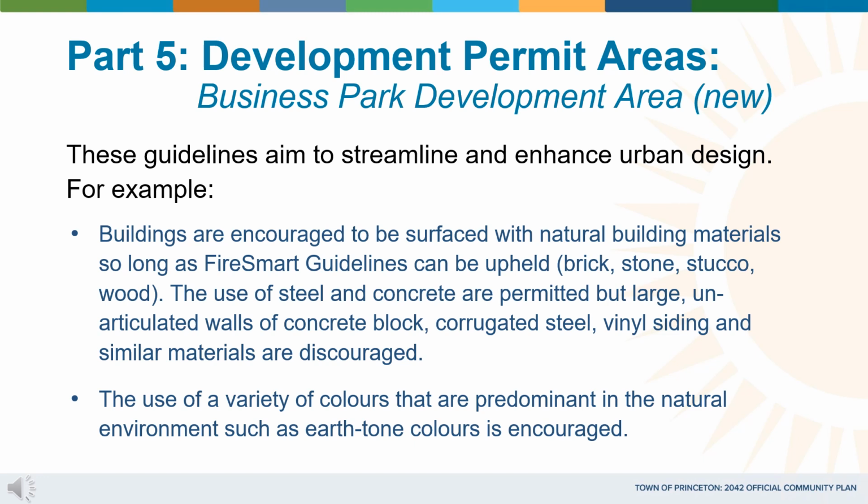For example, such guidelines include buildings are encouraged to be surfaced with natural building materials so long as FireSmart guidelines can be upheld. The use of steel and concrete are permitted, but large unarticulated walls of concrete block, corrugated steel, vinyl siding, and similar materials are discouraged. This helps us to meet our small town and nature-inspired design. Further, the use of a variety of colors that are predominant in the natural environment, such as earth tone colors, is encouraged. Again, helping us meet that nature-inspired design.